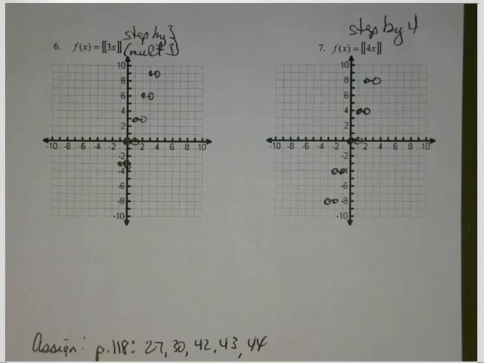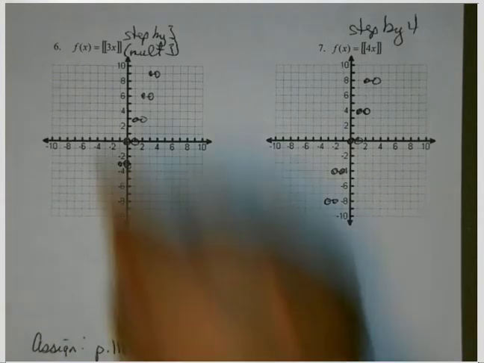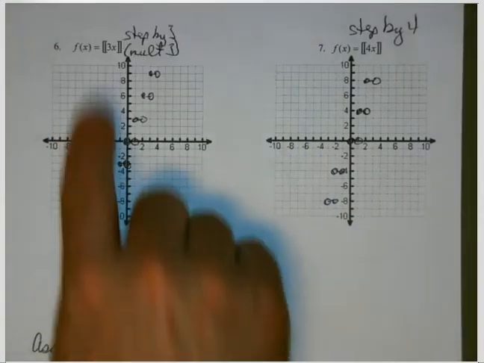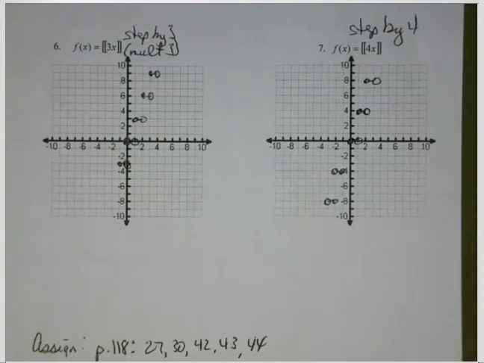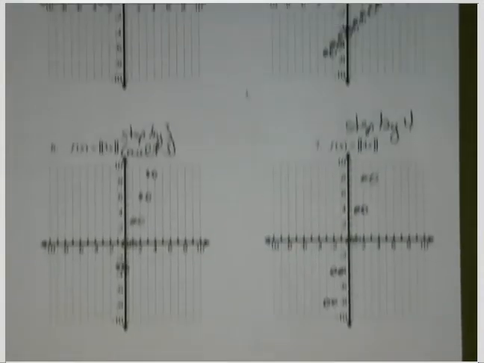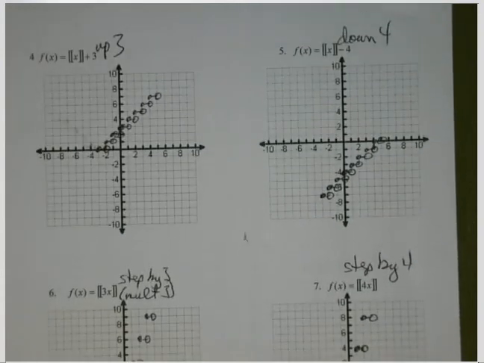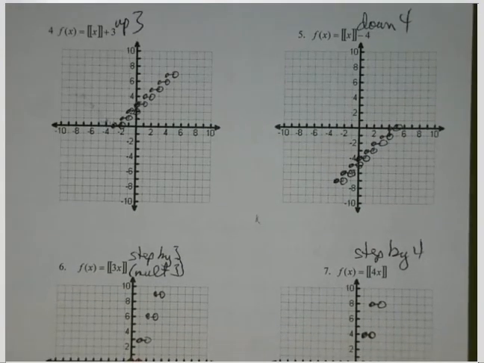Okay? So again, if it's inside the greatest integer function symbol, then it's going to be a left or a right shift if it's plus or minus. If it's outside, like it is in 4 and 5, it's an up or down shift. And if it's inside, it's just stepping by a different number. A few to try today. If we're having questions, we can work with it some more.